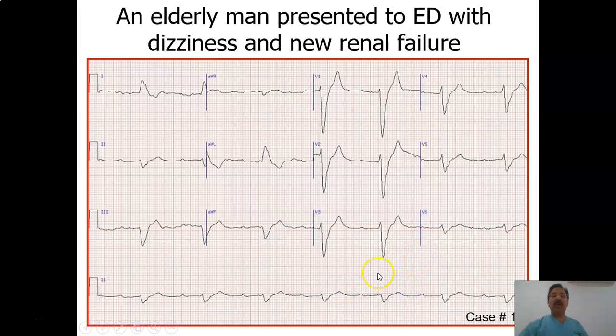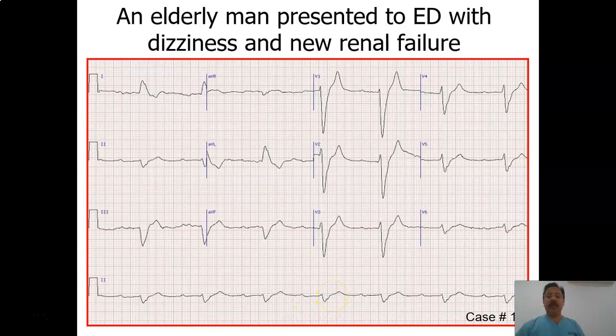As a whole, looking at the ST segment and T wave, these T waves are tall and very pointed, tent shaped. If you look at the miscellaneous history, this patient has new onset renal failure, and this tented T wave with wide QRS complexes probably is due to the hyperkalemia ECG.